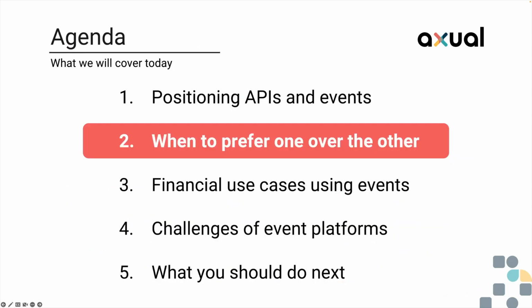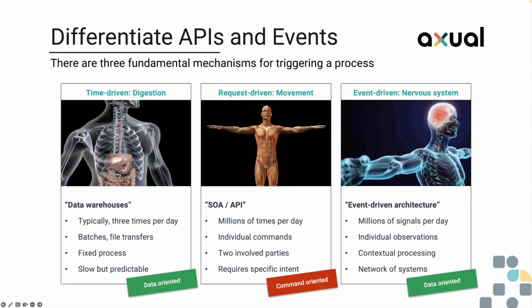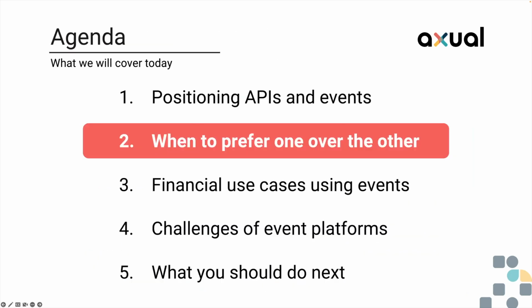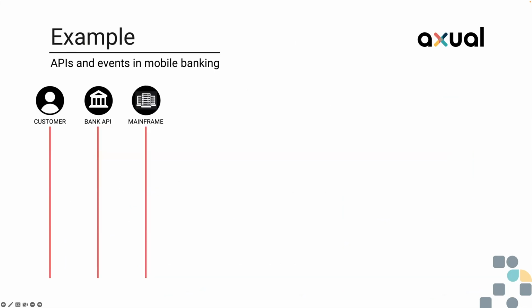Okay, so when to prefer one over the other? And for the rest of the story, we will be ignoring the first one. Data lakes is pretty common, and we're not diving into that today. We will be mostly looking at the distinction between APIs and events. So when to prefer one over the other, when to prefer events, or when to prefer APIs.